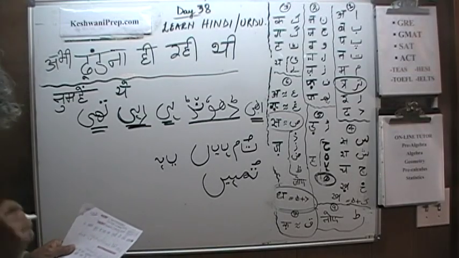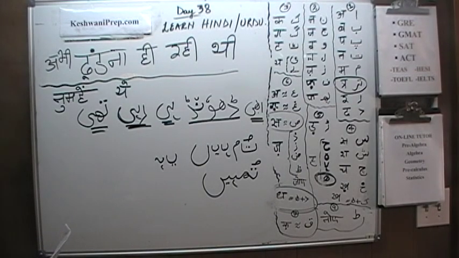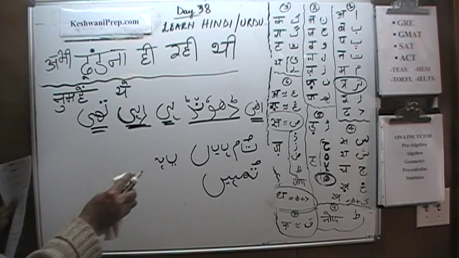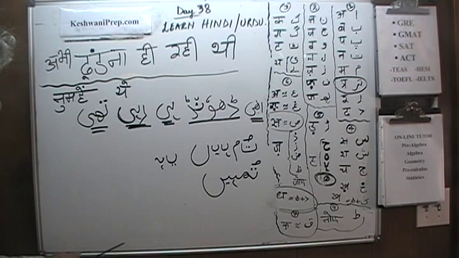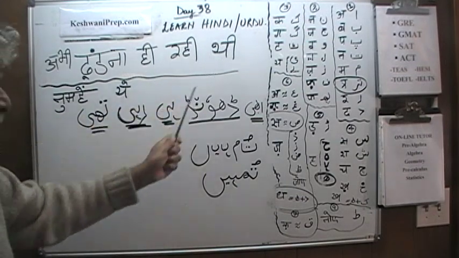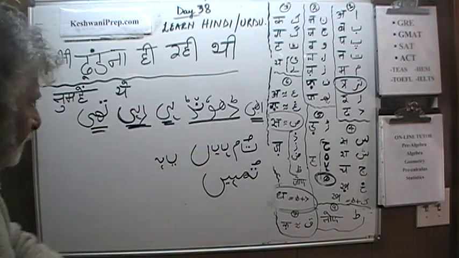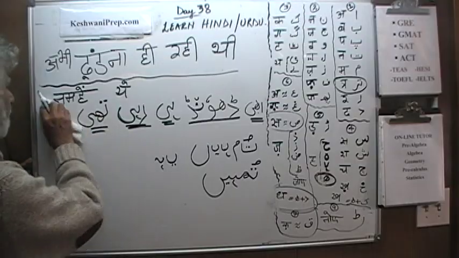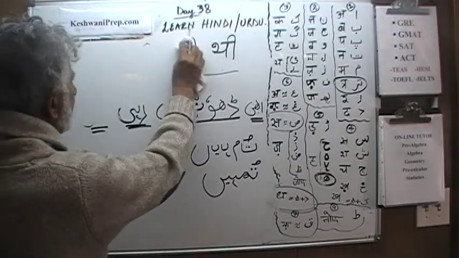The next word is a vocab word. Perhaps I should erase this. I'm trying to squeeze too much in. With this first part, we did the first line. अभी ढूंढ ही रही थी. Let's do the next line separately. It's getting too crowded. I changed my mind.